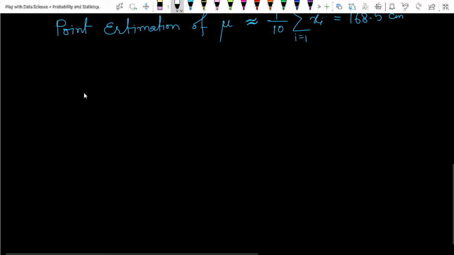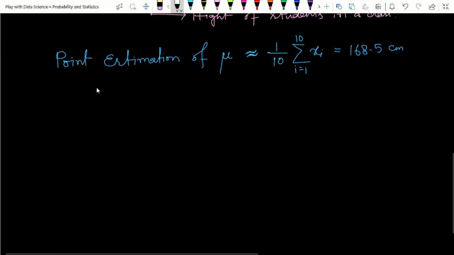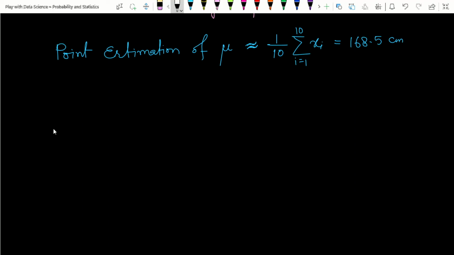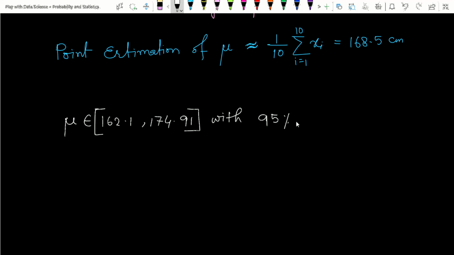Okay, now let's see what the confidence interval looks like. Suppose instead of using point estimation, we are interested in finding the population mean and give some interval. Instead of using a single quantity, if I tell you the population mean will lie in 162.1 to 174.91, and I also give you some confidence of it, suppose 95% probability, I am 95% confident that our population mean lies in that interval.